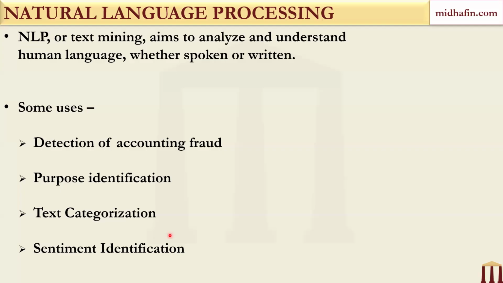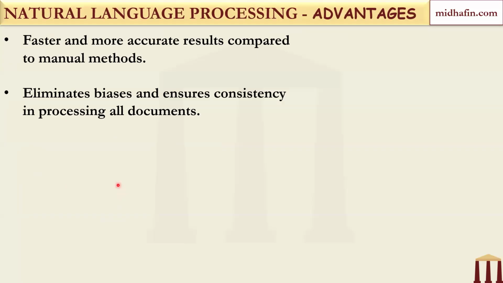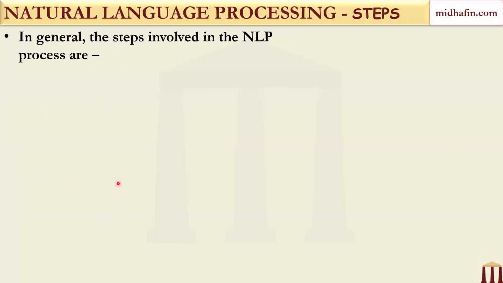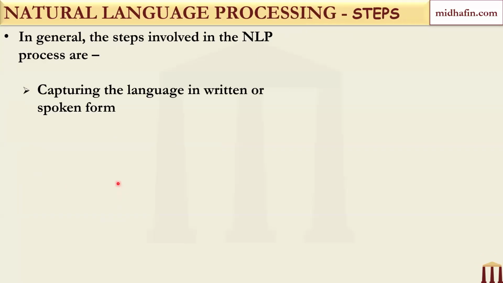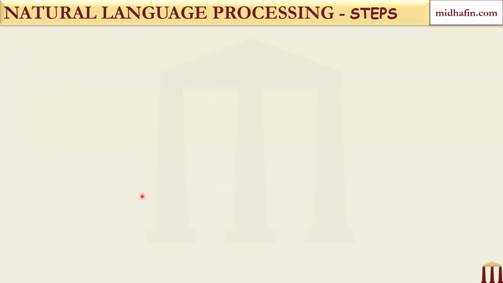Okay, so NLP is like a way of giving machines an exposure, you can say, or a window into how humans communicate. Advantages: faster and more accurate results, eliminates biases. Okay, so what are the steps? The first is you capture the language in written or spoken form, then you pre-process the text. Pre-processing is very, very important. Then analyze it for a specific objective. Okay. Now, as I told you, pre-processing is extremely important.